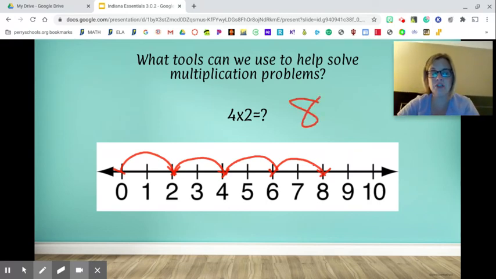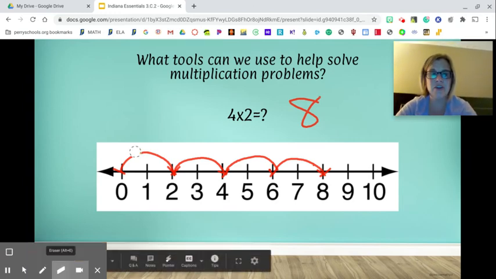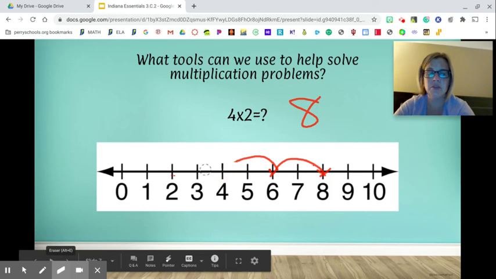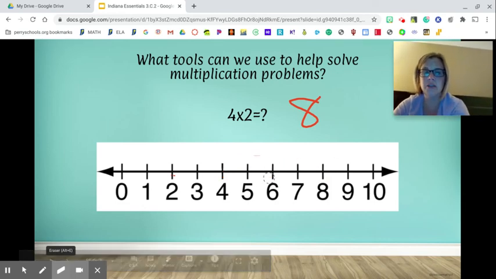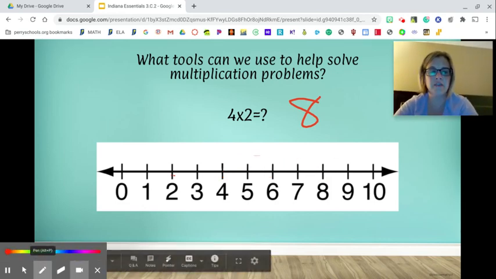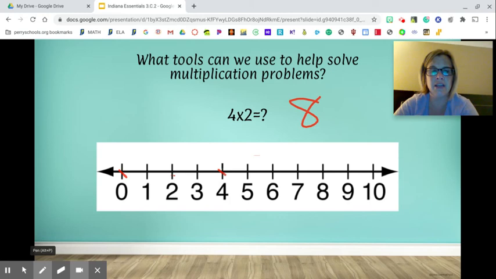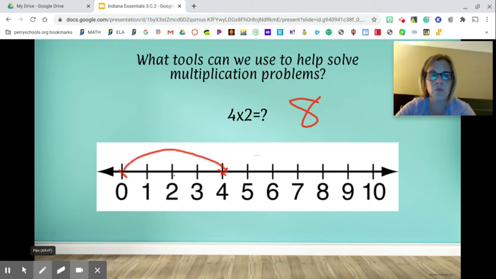Now, if I didn't want to do 4 jumps of 2, I could do something different. I could do 2 jumps of 4. And so when I look at solving it with 2 jumps of 4, I'm going to make my first jump of 4. So I start at 0. I'm going to end on 4. That's 1 jump.